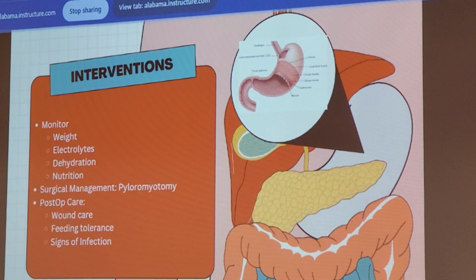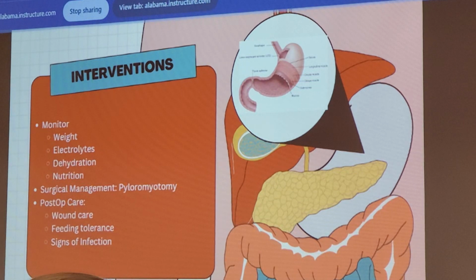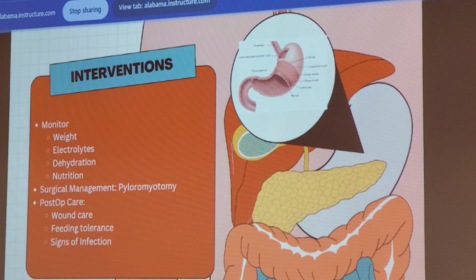Even after the treatment phase, post-op, we still need to worry about their weight. We also need to worry about electrolytes. They're not absorbing their nutrition like they should, not digesting like they should. Of course, dehydration status, we talked about that a little bit earlier. Are they having wet diapers? How often are they using the bathroom? Are they stooling? A baby pees and poops frequently, right? So if it slows down, we have an issue.